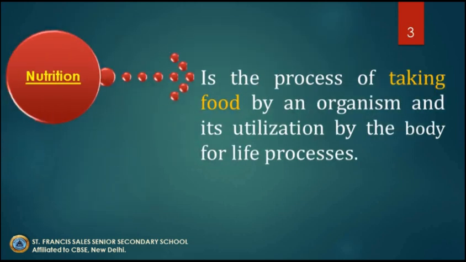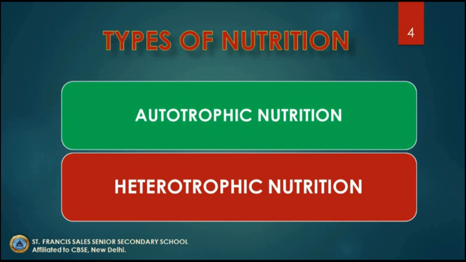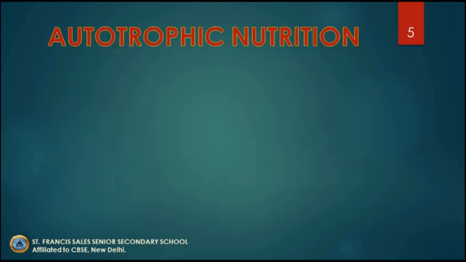Now first we can discuss nutrition. As you all know, it's a transfer of source of energy from outside to inside. This transfer of source of energy means what? It's actually the food. So nutrition is a process of taking food by the organism and its utilization by the body for life processes. There are 2 main types of nutrition: autotrophic nutrition and heterotrophic nutrition.